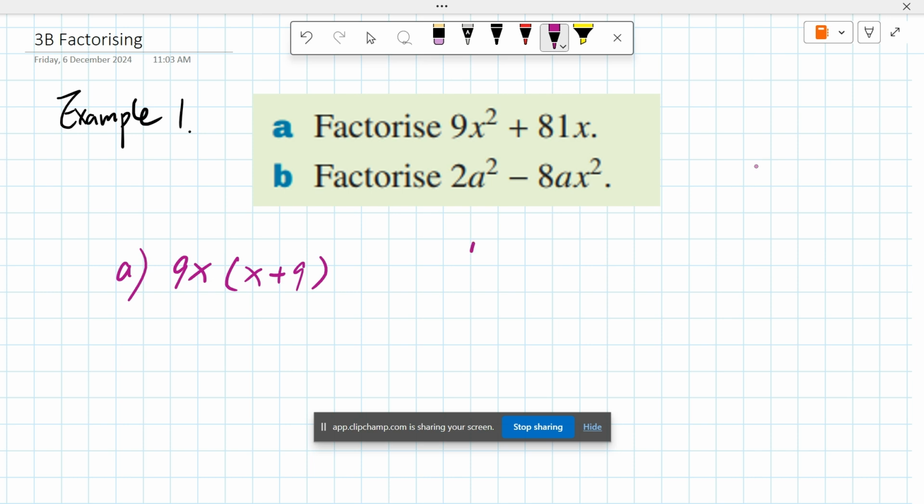For question B, we have 2a squared minus 8ax squared. So what we do is, both terms have a 2a. So 2a bracket a minus 4x squared, that will be the answer. The answer can be checked by expanding as well. If you go into the CAS calculator and expand the bracket, you get the answer from here.